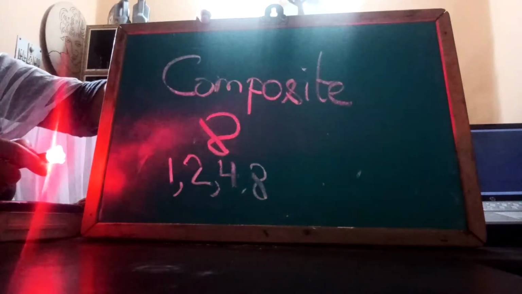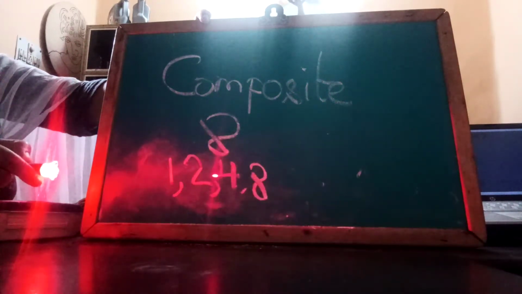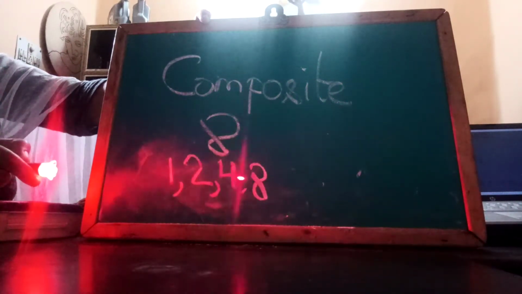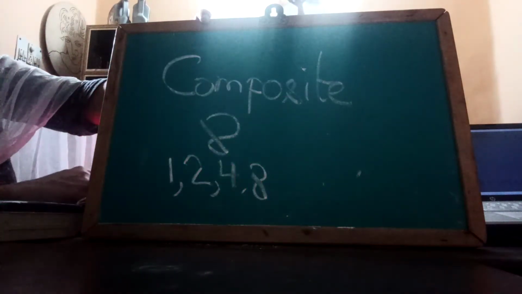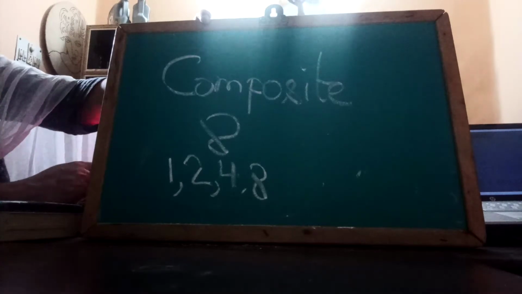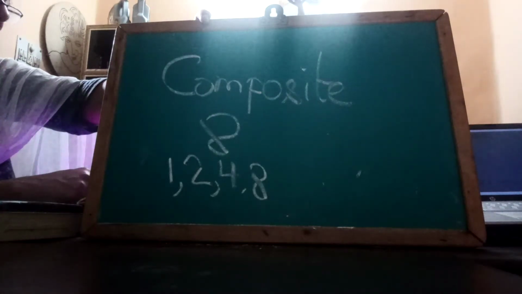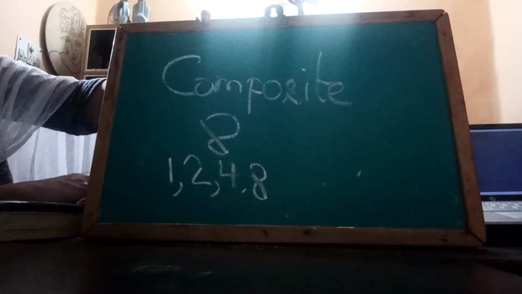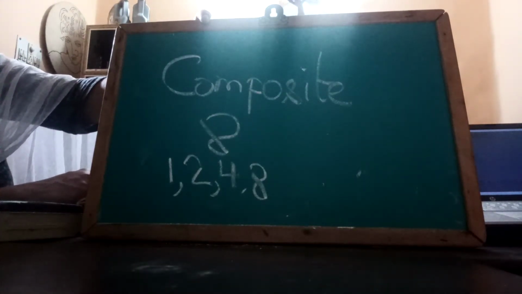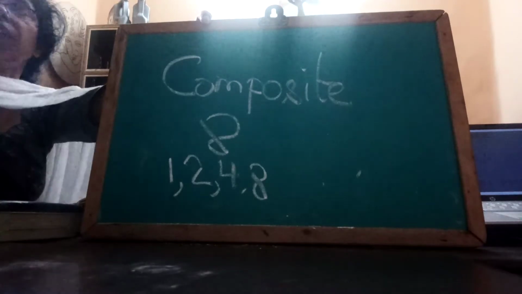Now look at 8 divided by 4. Will you get any remainder? No, you won't. So 8 by 4 is equal to 2. 4 2s are 8. If you do not get any remainder at all, then that is called a number divisible by the other number, or that is a composite number. This is a composite number.